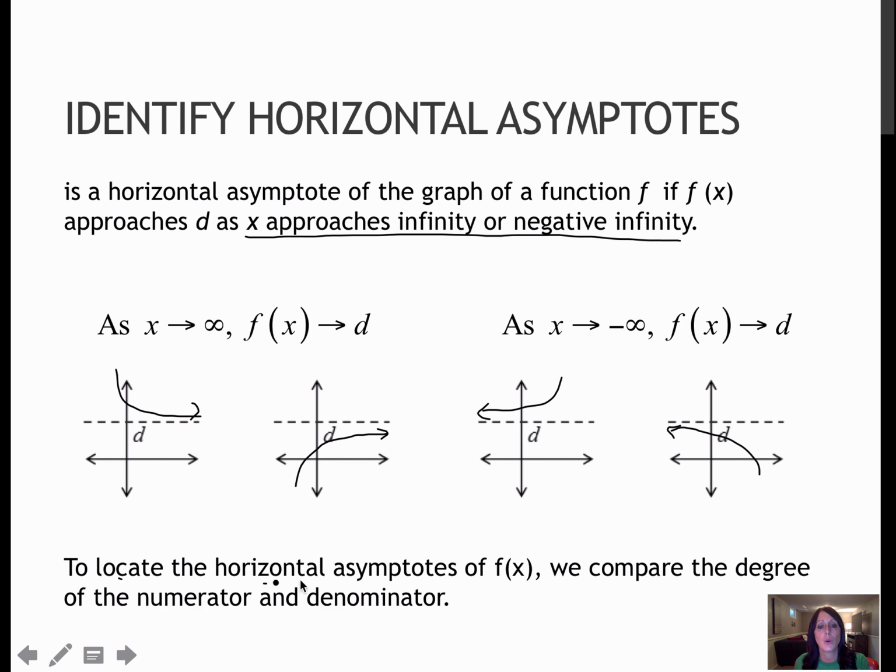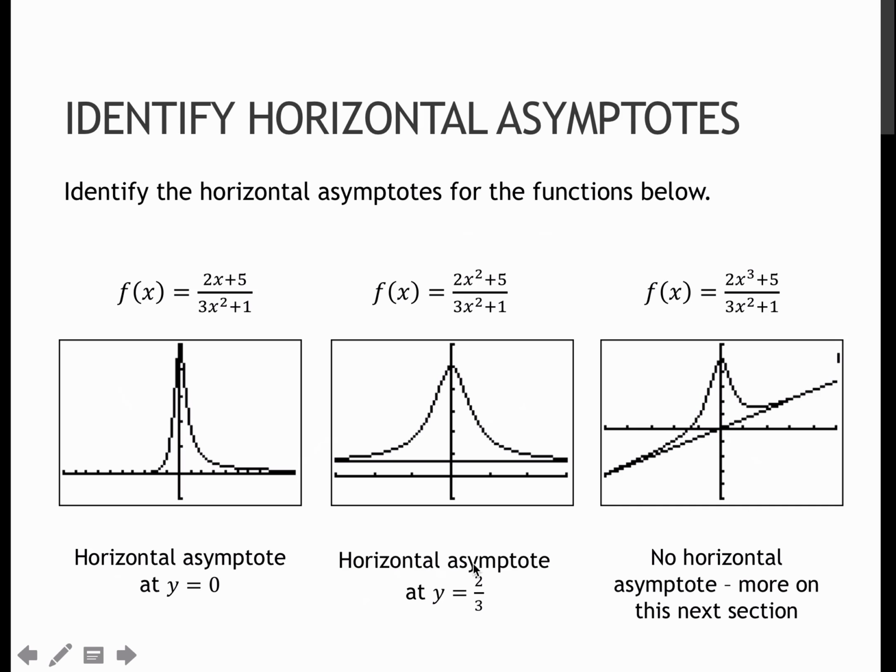To locate the horizontal asymptotes, we just compare the degree, so that exponent, of the numerator and the denominator. So looking at these graphs, I'm looking at the degree of 1. I like to focus in on the two upper values. So this has a degree of 1 over a degree of 2. And when the degree on top is smaller, or when the degree on the bottom is larger, we will have a horizontal asymptote at y equals 0.